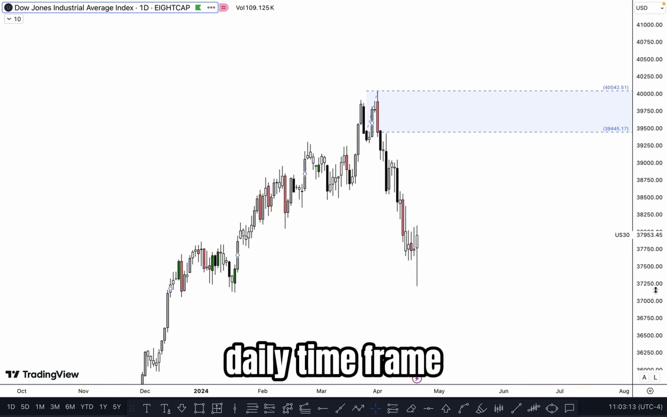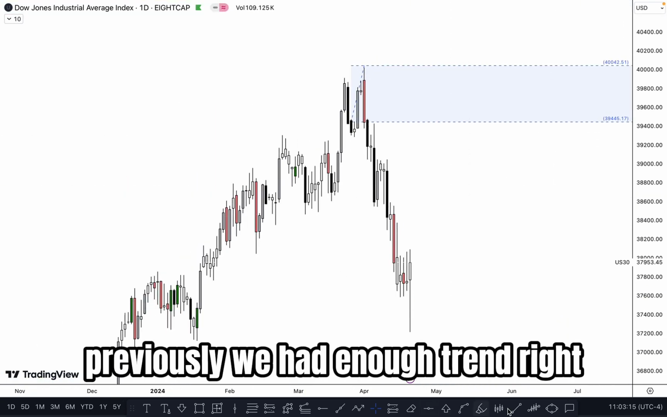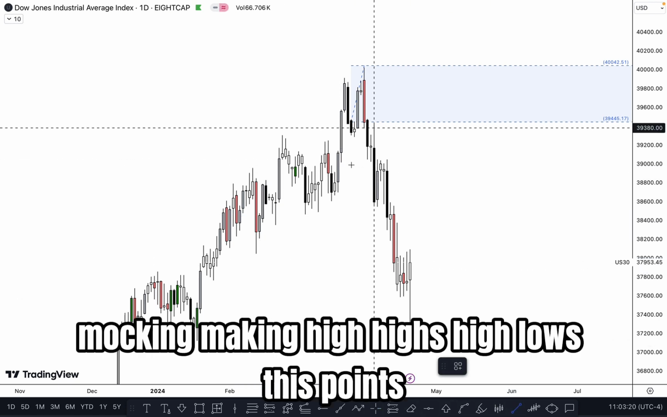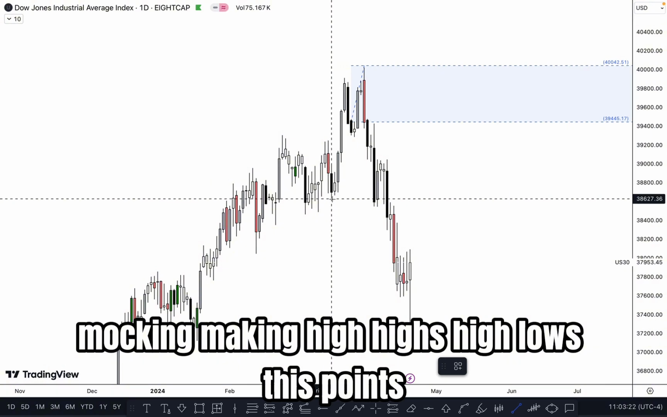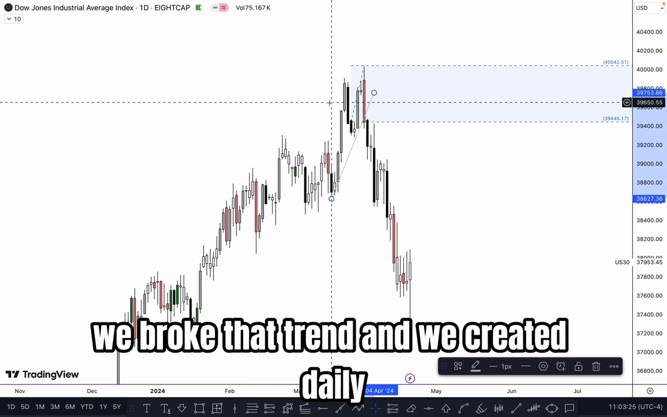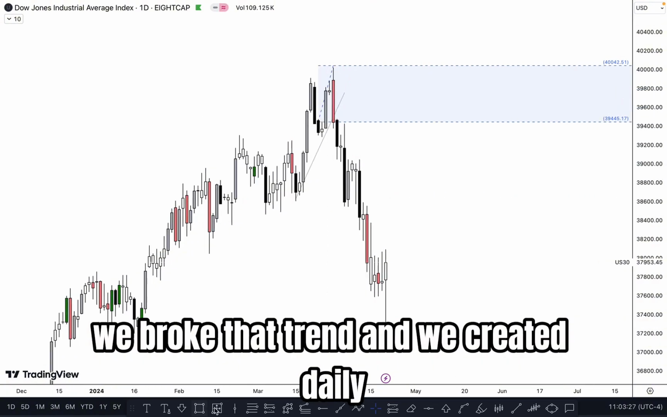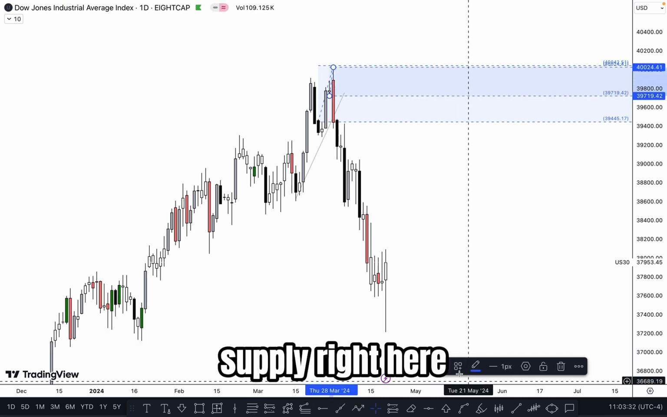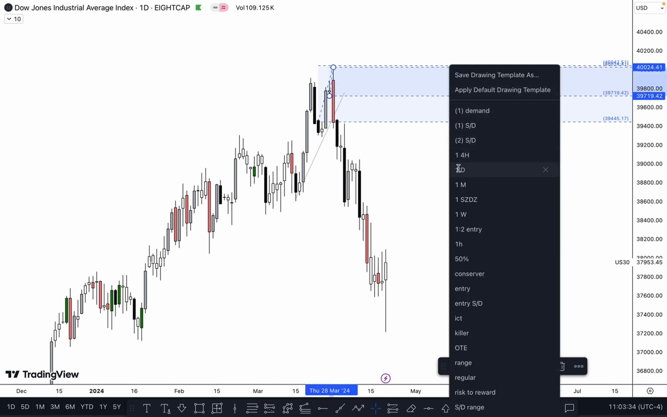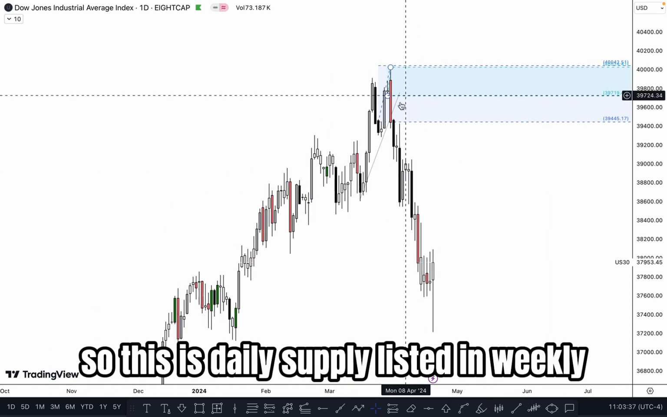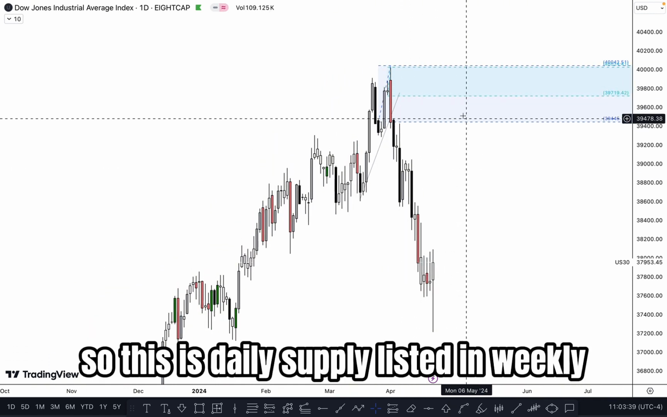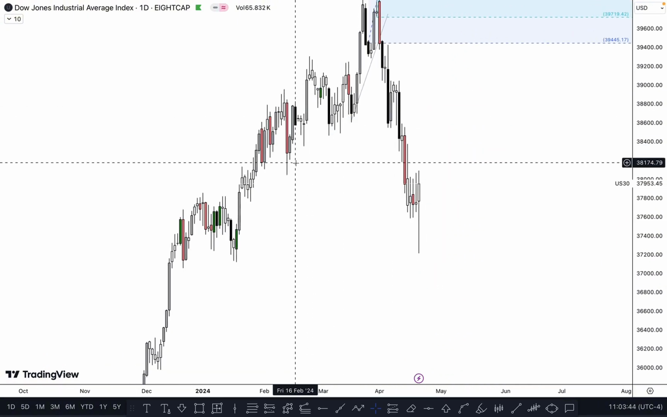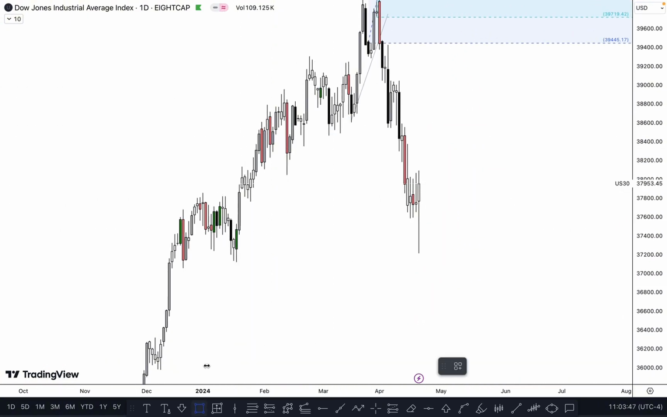On the daily time frame, previously we had an uptrend, right? Market making higher highs, higher lows. At this point, we broke that trend and we created a daily supply right here. So this is daily supply nested in weekly supply.